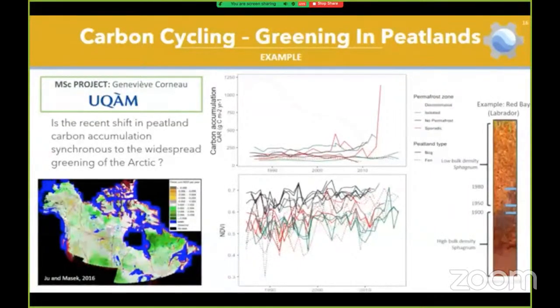So her thesis is almost complete. I can give you a little snapshot. Advanced results are that at some sites we do have a relationship between NDVI and carbon accumulation, and at some we don't. So look forward to that paper coming out soon.